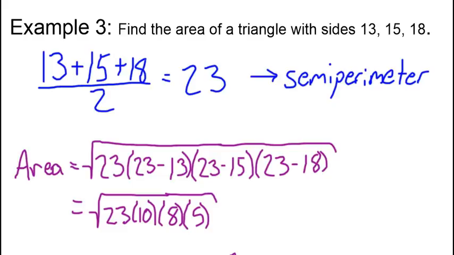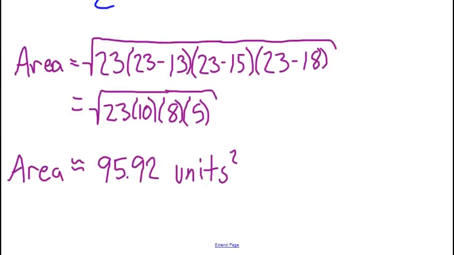So the square root of 23 times the quantity 23 minus 13, times the quantity 23 minus 15, times the quantity 23 minus 18. We can simplify that down to the square root of 23 times 10 times 8 times 5. Now you can type that in to get an approximation. So the area of a triangle with side lengths of 13, 15, and 18 would be approximately 95.92 units squared.